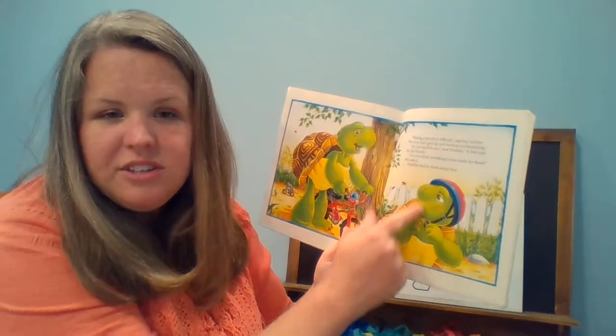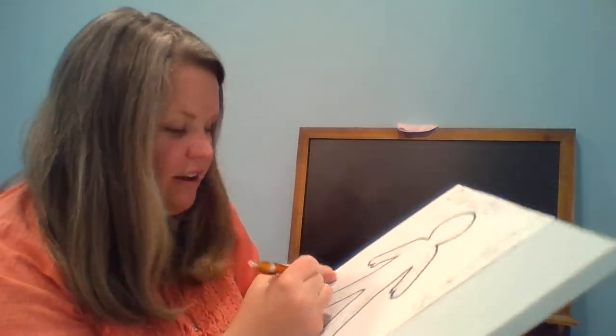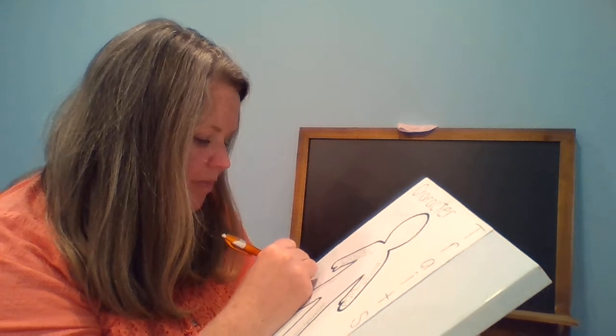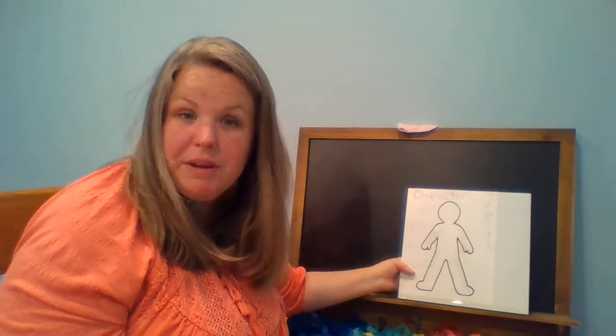So one thing I noticed on the outside this time is that he is wearing a bike helmet. So that is something I can add to the outside of my character trait. It's not something that's mentioned in the story, but it is something that I can see. So it is a physical character trait.